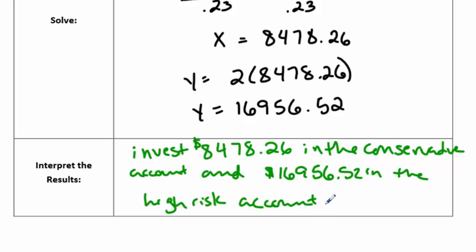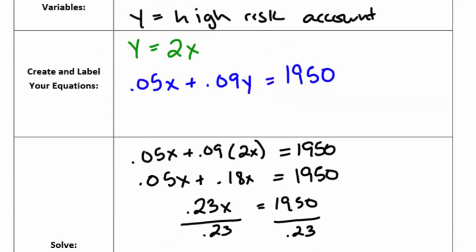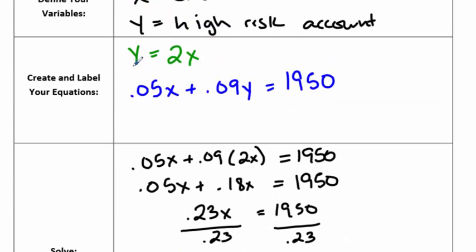If you want to check your answers, you could take these two values, the values for x and y, and plug them into both equations. We already know that y is equal to 2 times x, but we can check it by plugging the x and y value into the second equation and verifying that we do get $1,950 in interest.